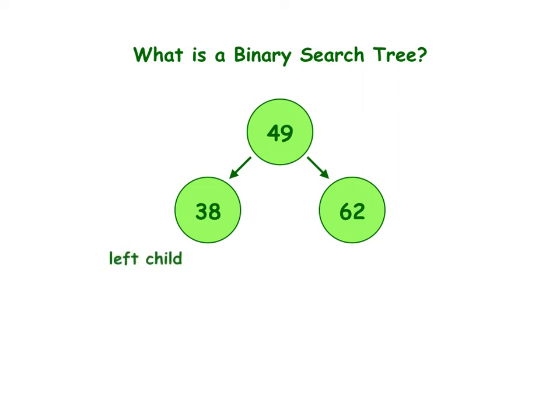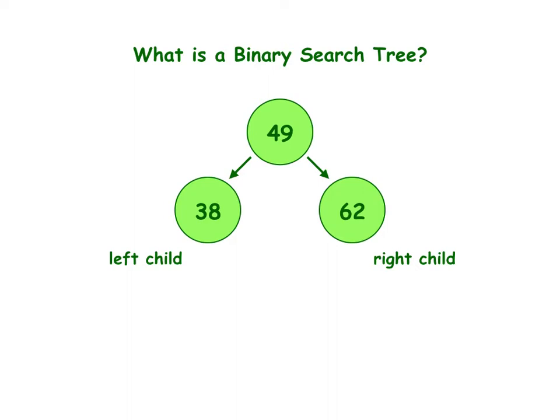The child on the left is called the left child, and the child on the right is called the right child. Now, notice that the child on the left has a smaller value than the node on top, and the child on the right has a larger value. This is a rule. This is not a coincidence. Any node to the left of 49 must have a value smaller than 49. Any node to the right of 49 must have a value greater than or equal to 49. This is a rule binary search trees must follow.